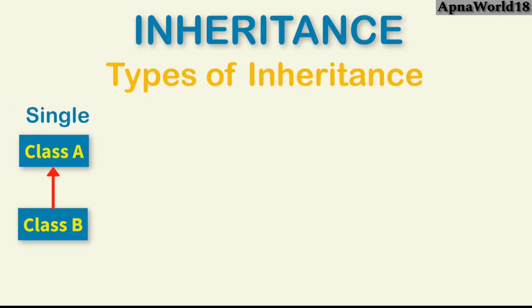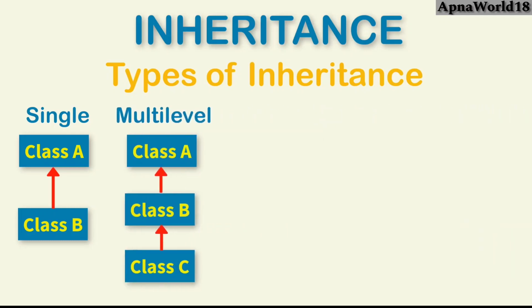Starting with single inheritance. In single inheritance, subclasses inherits the features of one superclass. So class A is the base class for the derived class B. Or you can have multi-level inheritance. In multi-level inheritance, a derived class inherits from a base class and the derived class also acts as the base class for other class. So class A serves as the base class for the derived class B, which in turn serves as base class for the derived class C.